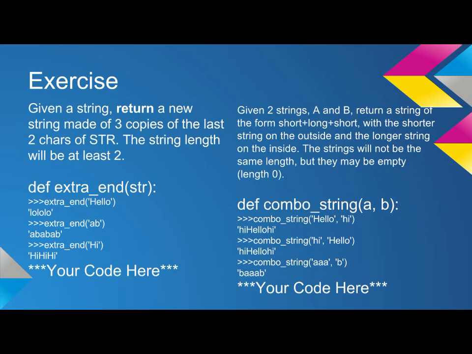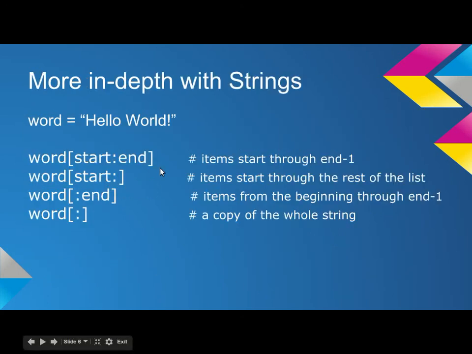Anyone have any questions on this? All right, we're gonna move on. So we're gonna go more in depth with strings. Like we said, there's this notation, meaning word of start to end, exclusive. So items start through n minus 1. This is what that means. And if you don't put anything in the end, it will just return from start to the end of the string. Right? Anyone have any questions on that?